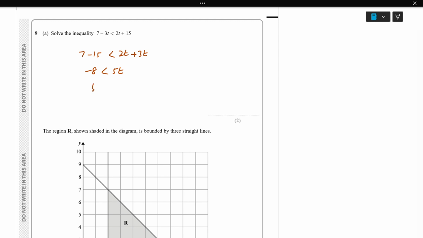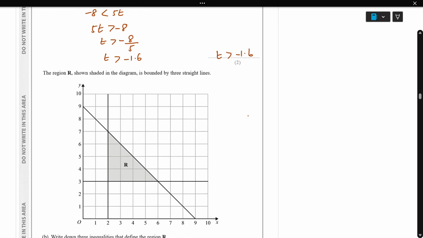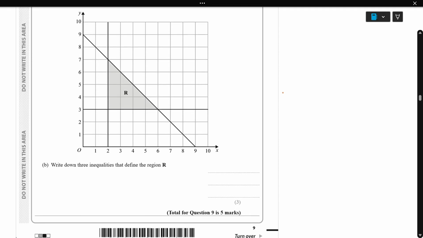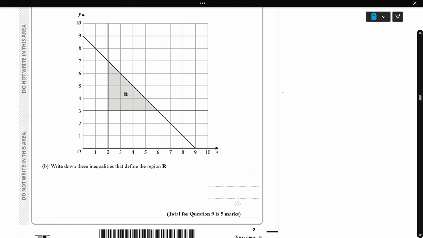I will swap now. 5t is greater than negative 8, so t is greater than negative 8 over 5. So t is greater than negative 1.6. So final answer, t greater than negative 1.6. Next, the region R shows the shaded region bounded by 3 straight lines. So write down the inequalities that define the region R.